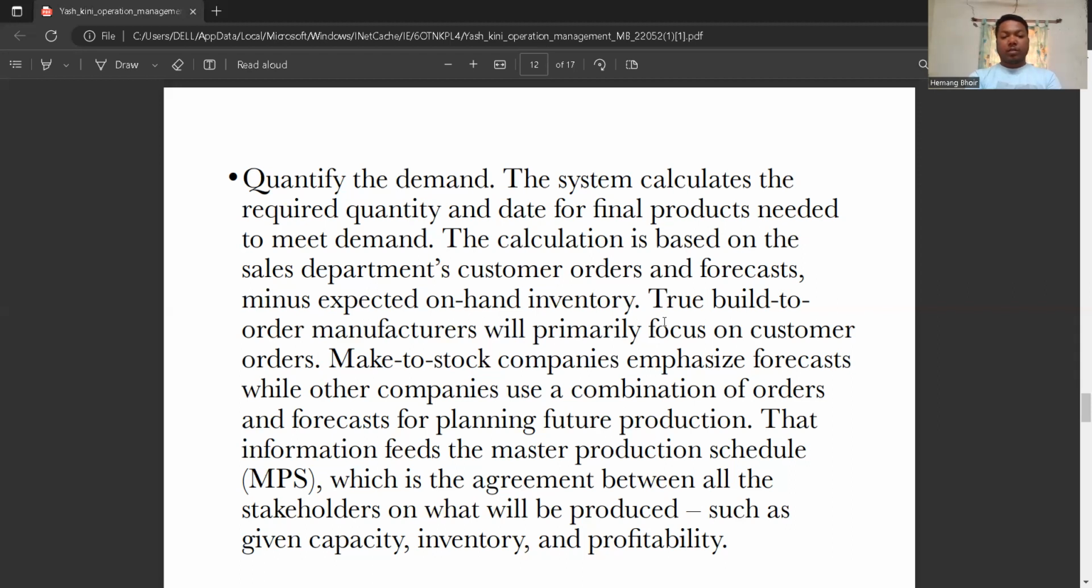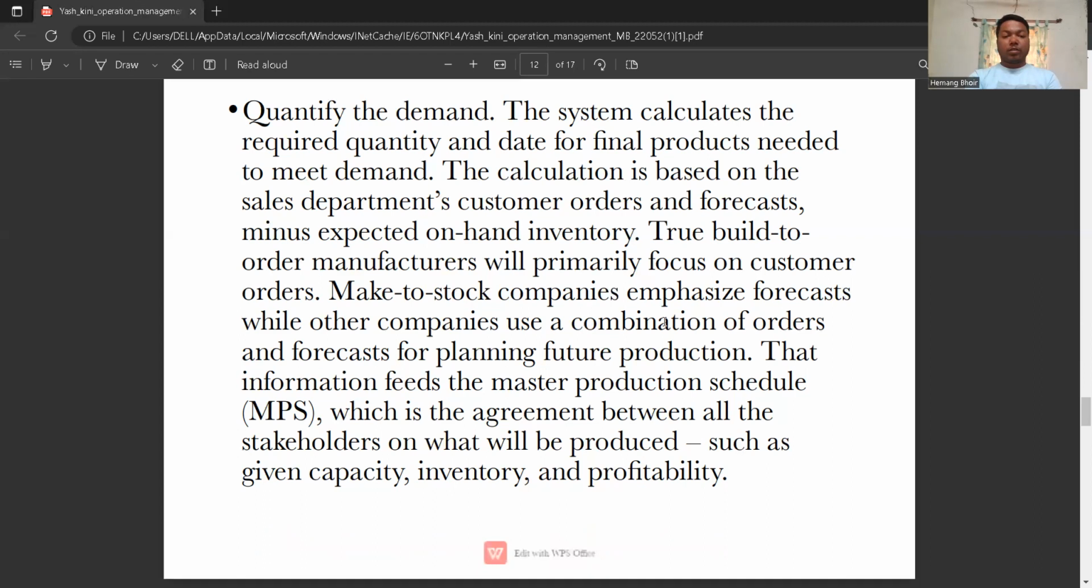which is the agreement between all the stakeholders on what product will be produced, in terms of capacity, inventory, and profitability. After the bill of materials, the organization knows what it wants to produce and what the capacity is. Then it knows how much time it has for the production.